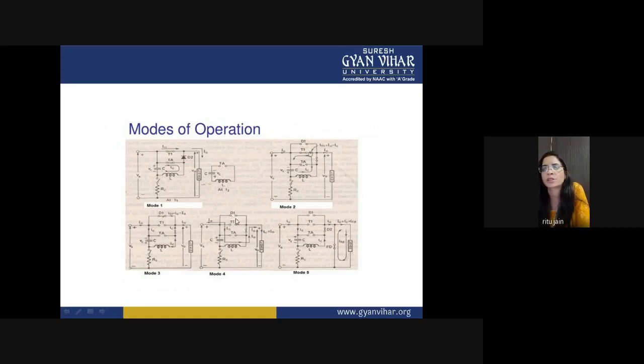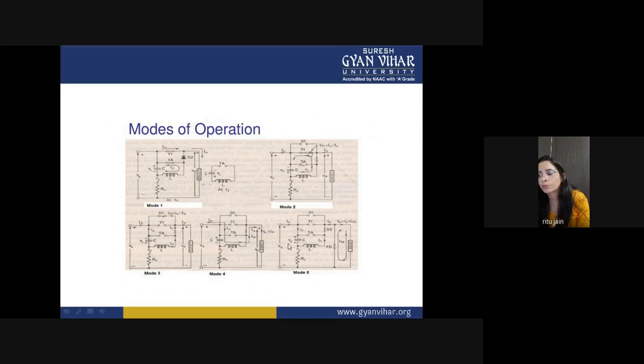And in mode 4, you can see that D1, T1 and TA will be turned off. This diode D1 is turned off, T1 is also turned off, and TA is also turned off, and the load current will start to flow through this circuit: capacitor, inductor, and this diode D2. So the current will flow through this circuit.